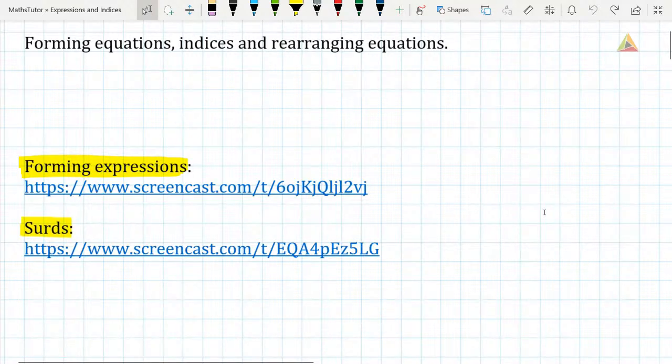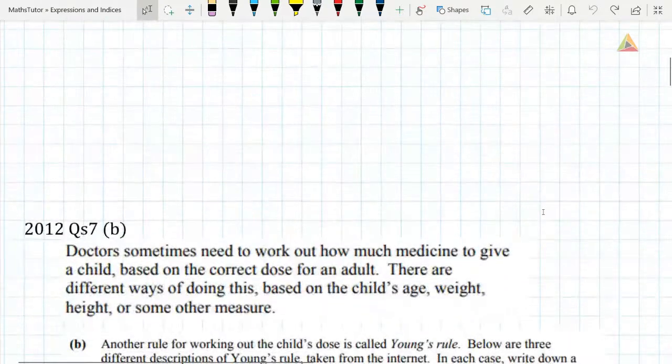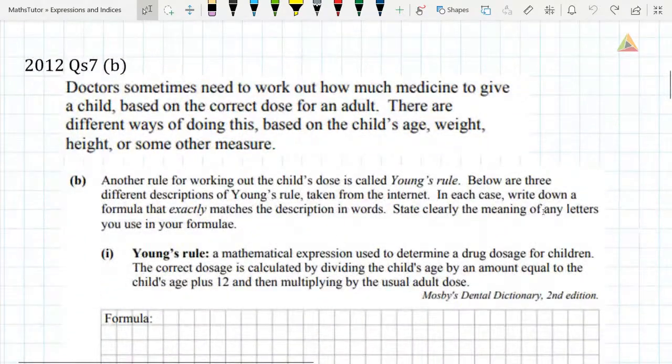So today then, what we're going to be looking at is how we form equations, and then we're going to look at a little bit of indices and a little bit of rearranging equations. When we talk about forming equations, this is where we're going to be given information in words, and we're going to have to turn it into a mathematical equation. Sometimes people find this difficult because they just don't break down the reading that comes. So with something like this, I'm going to be highlighting what kind of words we come across.